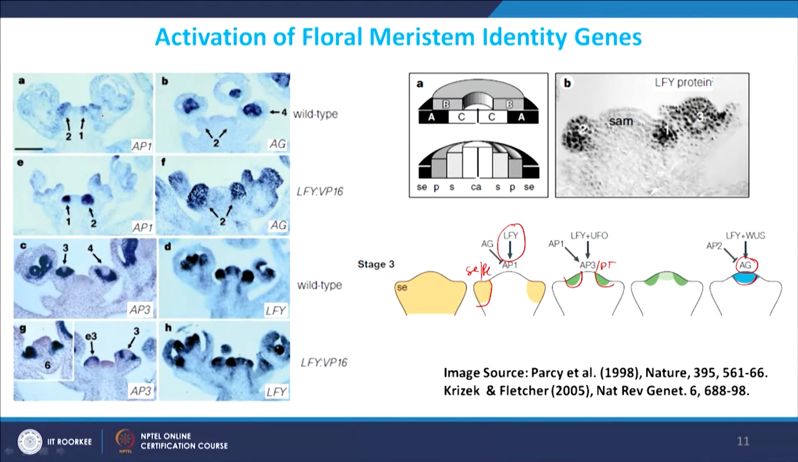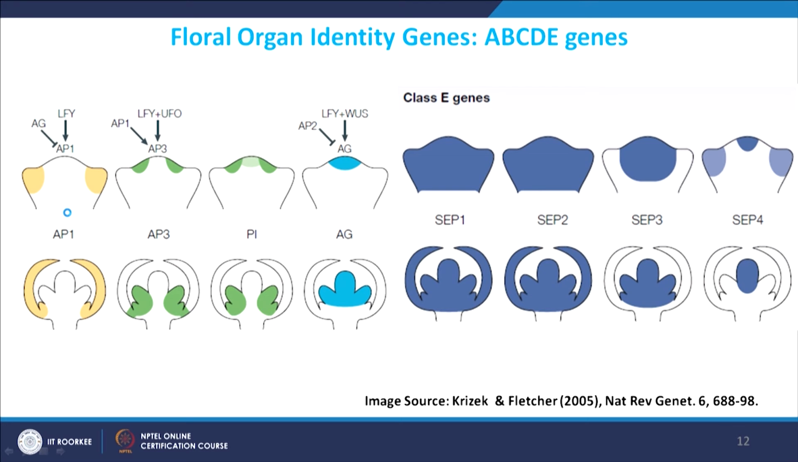And if you look here, this is the expression pattern of AP1, which you can see in the developing sepal and petal primordia. AGAMOUS is only in the center, and AP3 is in the domain where you have petal and stamen primordia. When you overexpress LEAFY, you can see that the expression domains of all these genes get expanded. So this is the expression pattern of these genes at an early stage of flowering.